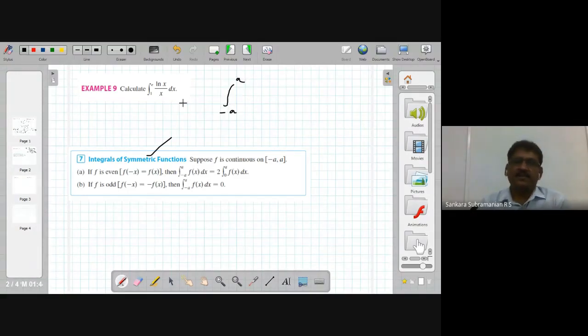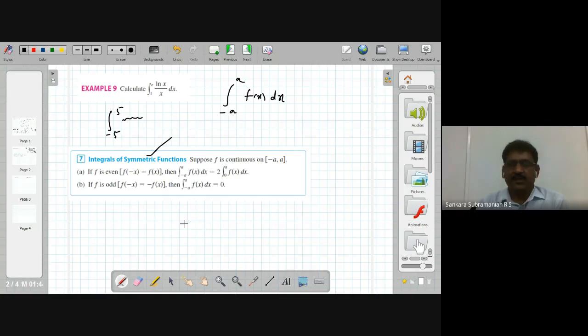What happens if it is from a to b, sir? If it is a to b, we can't do anything with it. If you have an evaluation of the integrals between minus a to plus a, say for example minus 5 to plus 5, you have to evaluate a function inside. In that case, we have an advantage of taking a function to be even or odd.